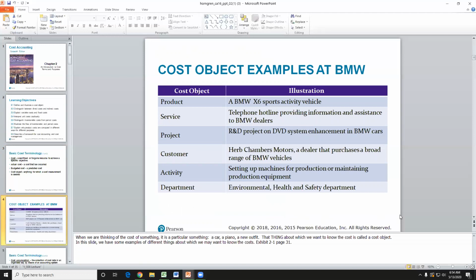So here are some examples of cost objects. You can see they vary. Just keep in mind, it's anything we want to know the cost of. And we want to know the cost of things because we make a lot of important decisions around cost. We decide prices, we decide whether we're making a profit or losing money. All of these things come into play when we talk about cost objects. And so knowing cost and knowing how to determine cost is an essential element of the profession of accounting.